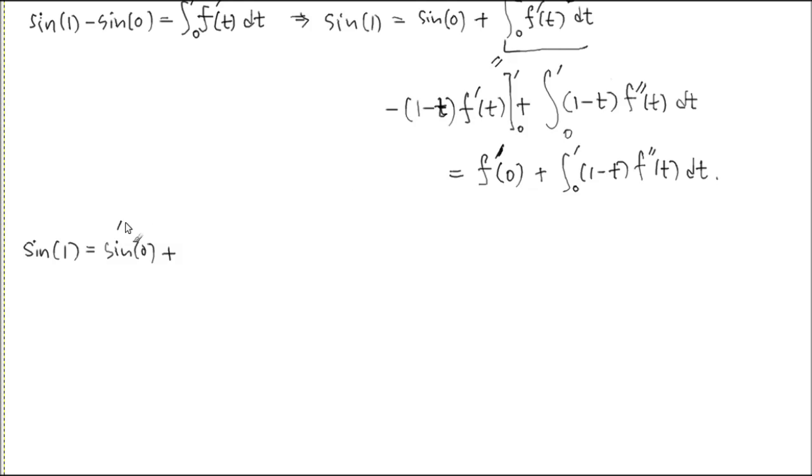That was really f of 0, right? Sine of 0, f itself is a sine. That one here is f prime of 0, is that right? Prime of 0, and plus, that one is written 0 to 1, (1 minus t) f double prime of t dt. That's what we got so far.